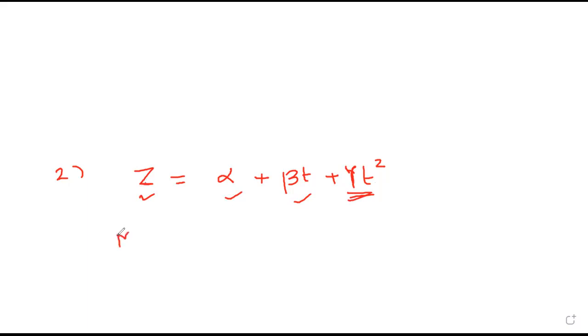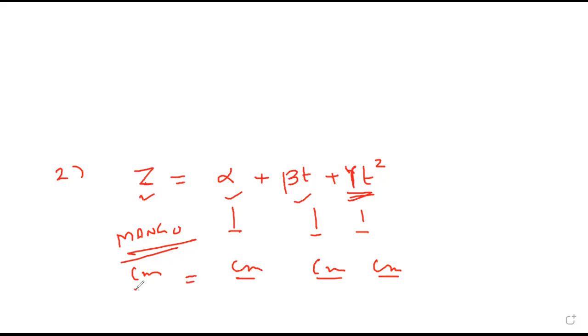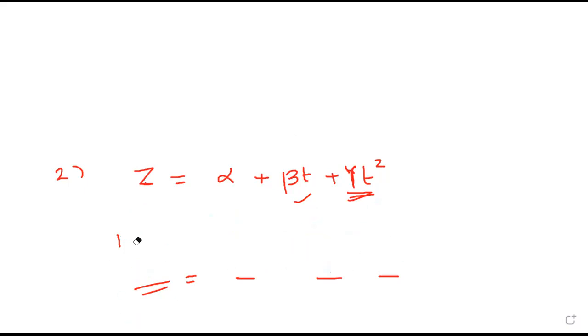Suppose this is one mango. So this is a mango, this is a mango, this is a mango. Adding mango to mango, what do you get? Mango. If this is centimeter, this has to be centimeter, this has to be centimeter. Then only when you add centimeter, the final answer is centimeter. So whenever terms are added, every term must be the same, left hand side and right hand side.